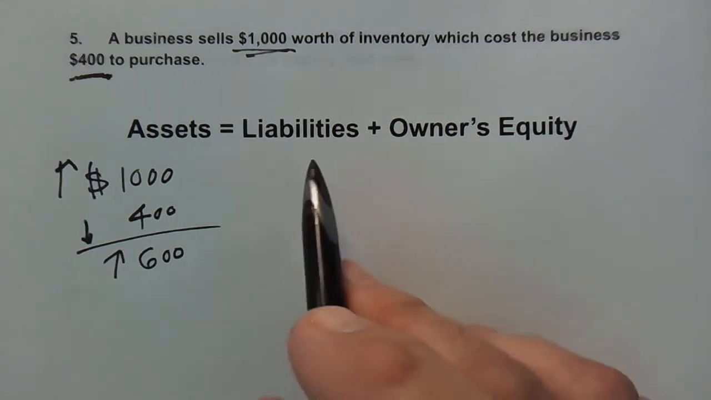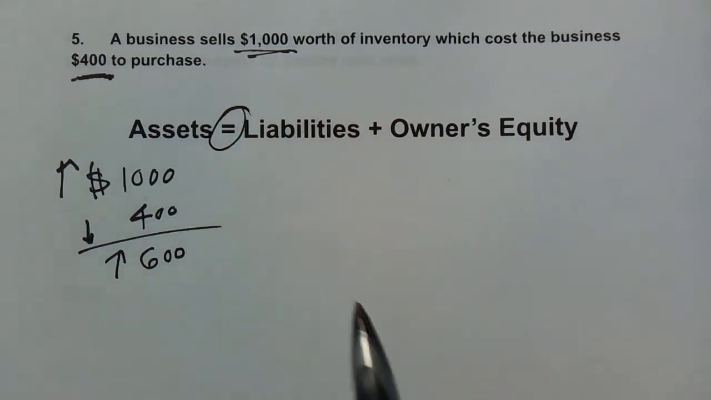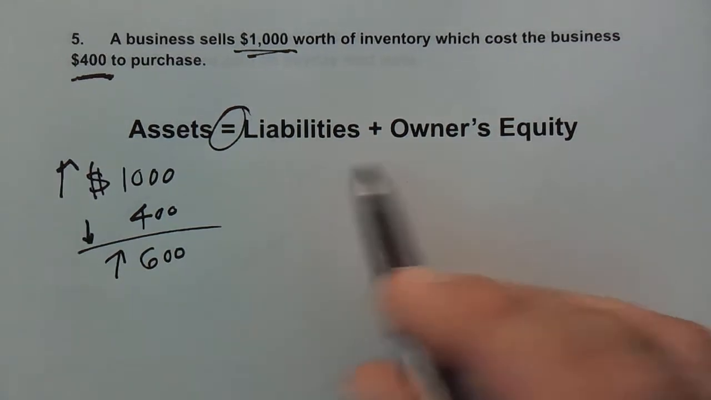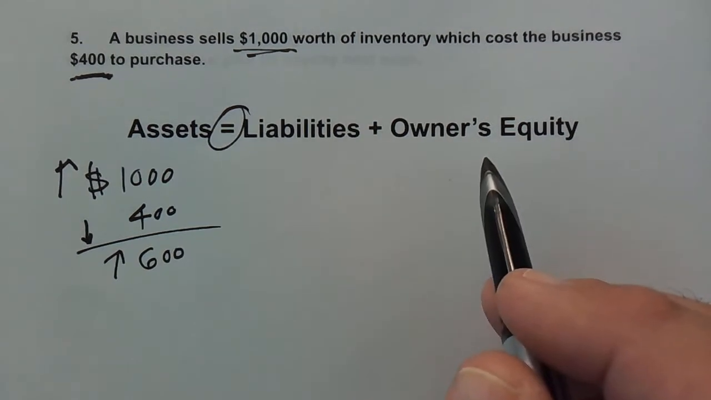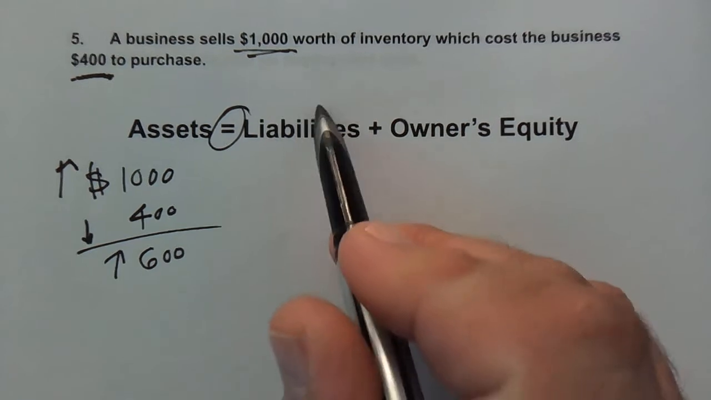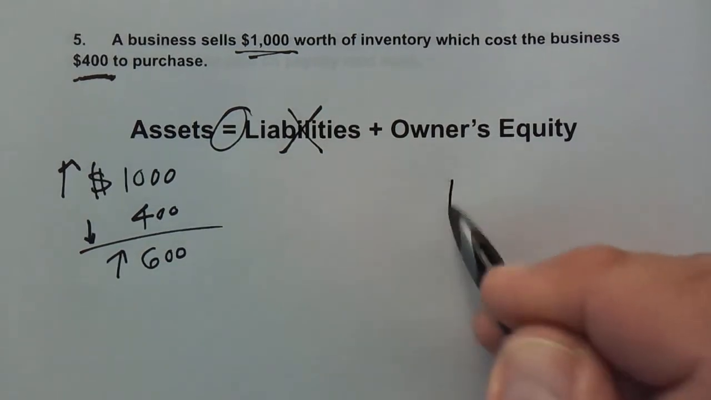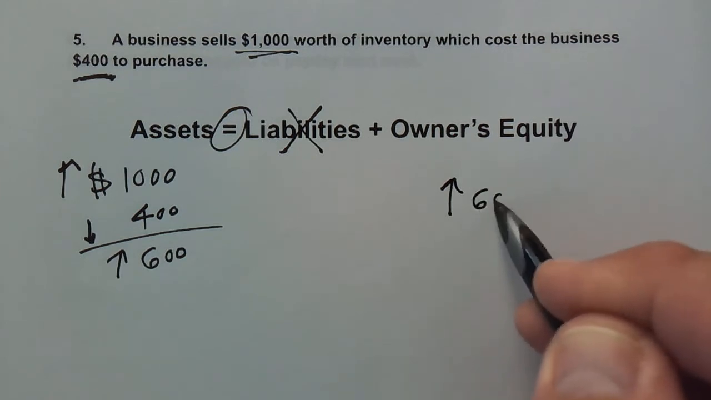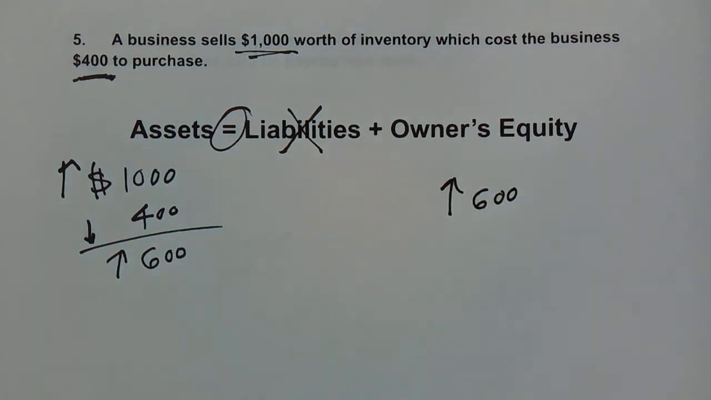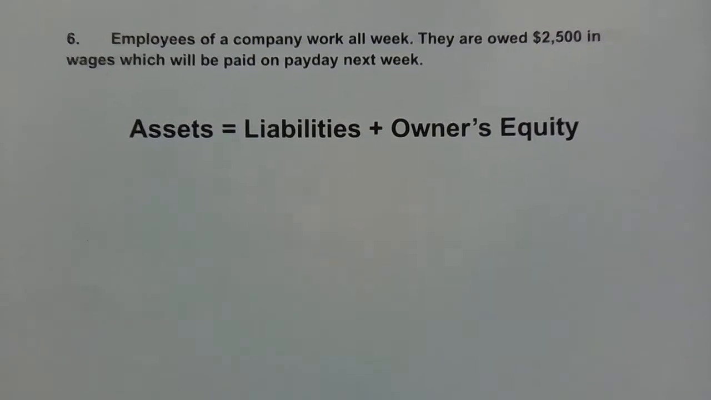Now we know the accounting equation always must remain in balance. It must always equal. So we've got to look at what over here is going to increase by $600. Well, there's no change in liabilities. We don't owe any money to anyone. So that means there's an increase in owner's equity of $600. That's how you would handle that example. We're going to go on to the next example and take a look at that one.